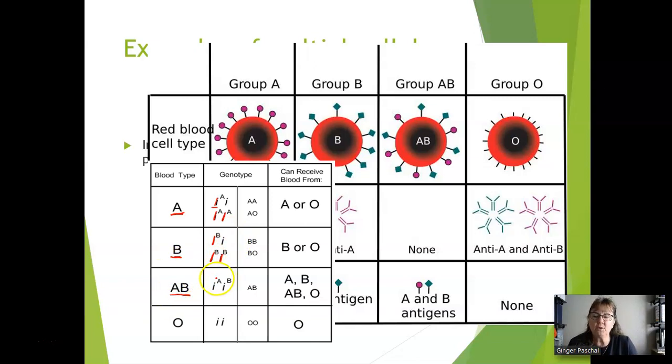Type AB can only be produced in one way. It's I superscript A, I superscript B. O can be produced in only one way, and that's a lowercase i and a lowercase i. Typically when I'm drawing my lowercase i's, I will draw them as a script so they don't look like something other than an i. So the blood types and the genotypes for blood you should definitely know.